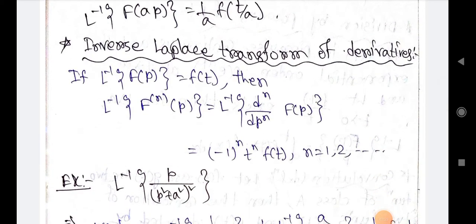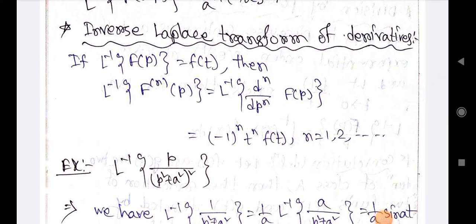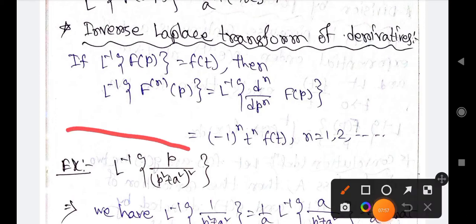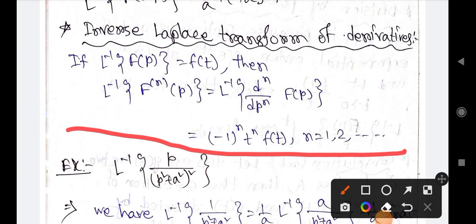Inverse Laplace transform of derivatives. If Laplace inverse of F(p) equals f(t), then L inverse of F to the power n (p) equals L inverse of d^n by dp^n F(p) equals (minus 1) to the power n t to the power n f(t), where n equals 1, 2, and so on. This formula is used to solve this type of inverse Laplace transform.